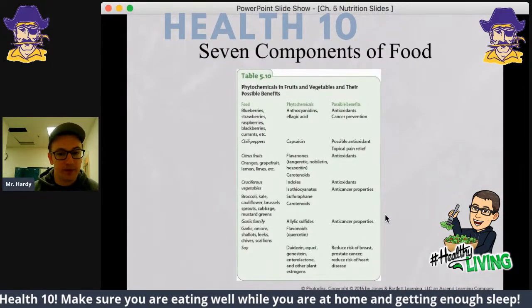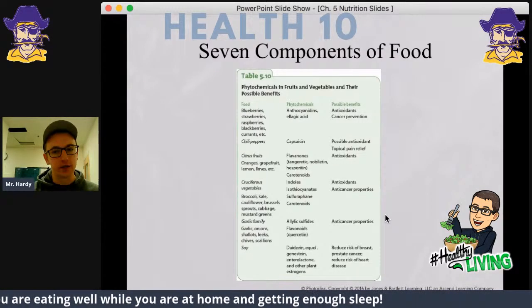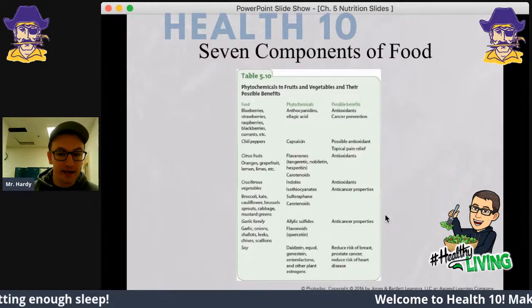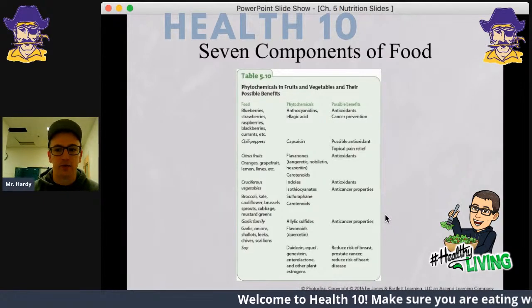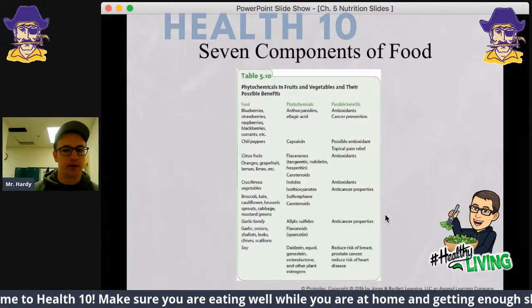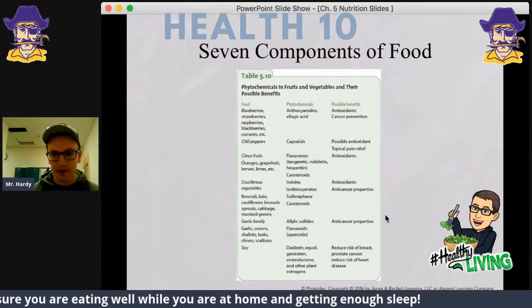you can see that they come in food that is typically considered healthy for you. So like blueberries, strawberries, raspberries, blackberries, they all contain anthocyanidins and ellagic acid, which are antioxidants. They help prevent cancer. Chili peppers, capsaicin, possible antioxidant, and can help with topical pain relief.